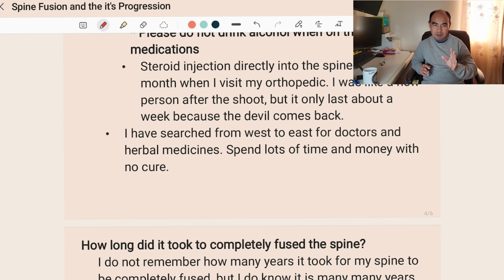Steroids can do wonders, a beautiful medication. But you cannot be on steroids for a long period of time, and it can do a lot of damage if you are on them for a super long time. The problem with these shots is they only last for a week. For that week I was super good, and then once it starts fading, oh my, the devil just comes right back.